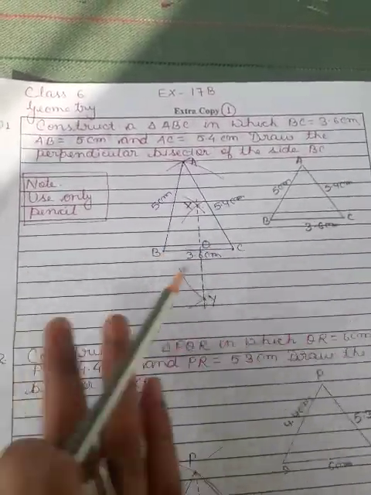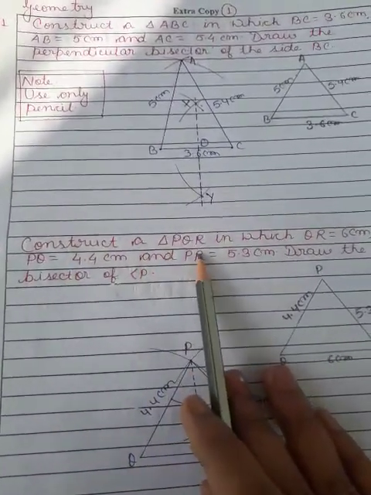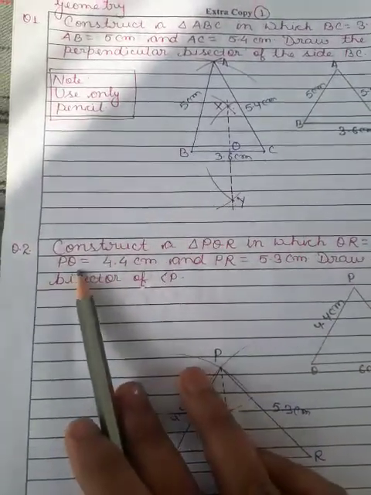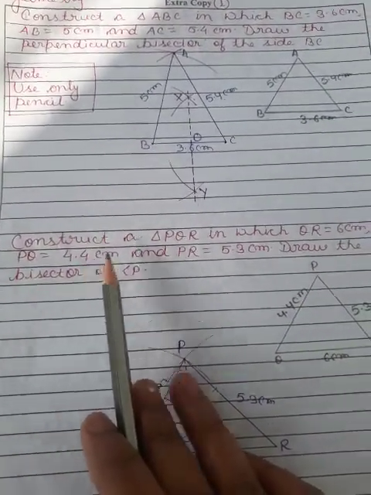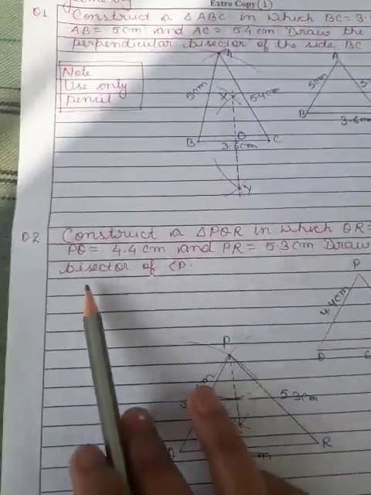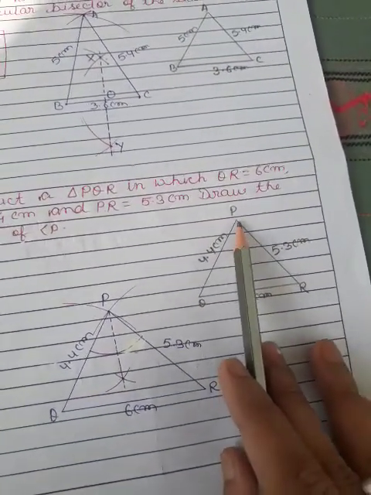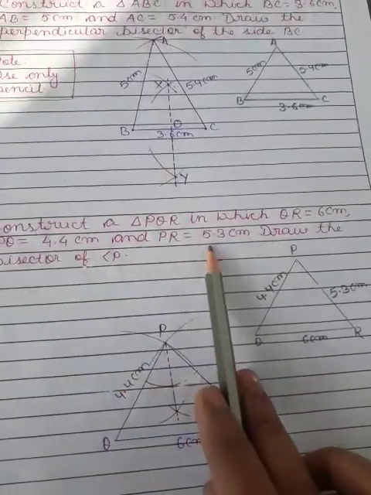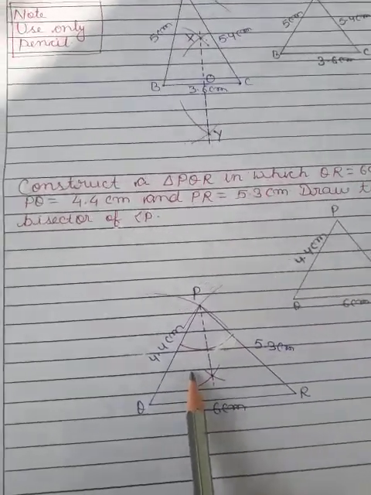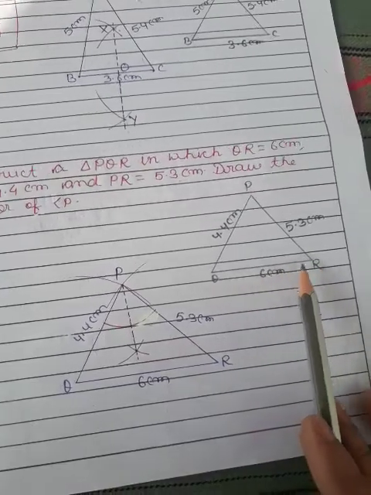Now question number 2. Question number 2 is: construct a triangle PQR in which QR is given 6 centimeter, PQ is given 4.4 centimeter and PR is given 5.3 centimeter, and then draw the bisector of angle P. Similarly, first of all we will draw the rough figure PQR, and according to the question we will put the values here, and seeing this rough diagram we will draw the original diagram with the help of your scale and pencil.